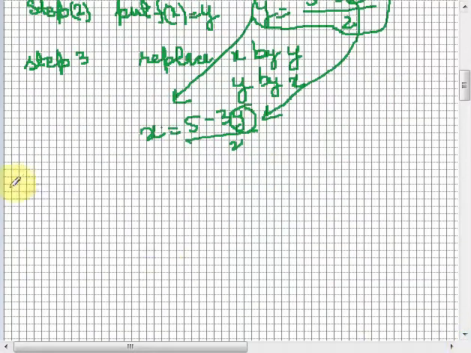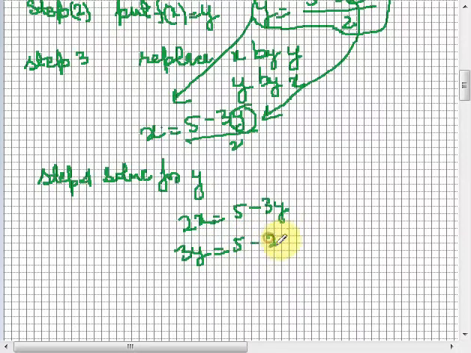Step 4, solve for y. Our equation is this one. So 2x is equal to 5 minus 3y. So 3y is equal to 5 minus 2x and y is equal to (5 minus 2x) divided by 3. This is equal to f inverse of x.